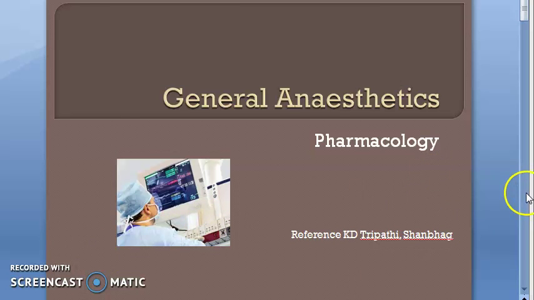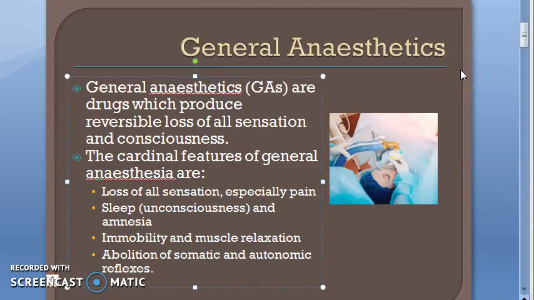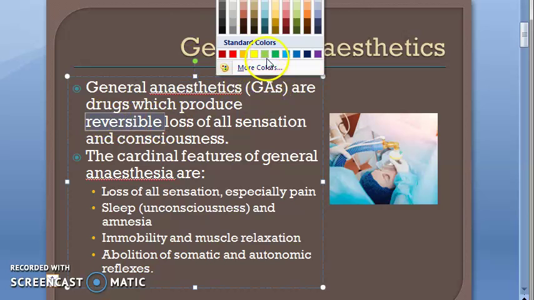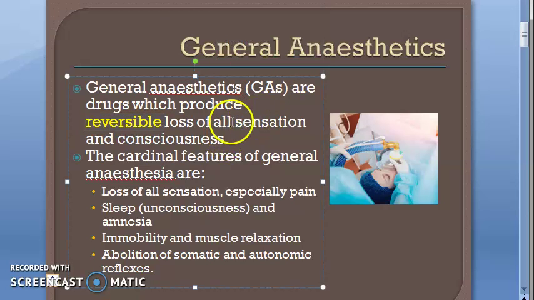So let us start. Definition of general anesthetics. These are the drugs that produce reversible loss. See this word, reversible loss. Okay, reversible loss of all sensation and consciousness. So you will be able to tell the definition of general anesthetics, right? Drugs used to produce reversible loss of sensation and consciousness.